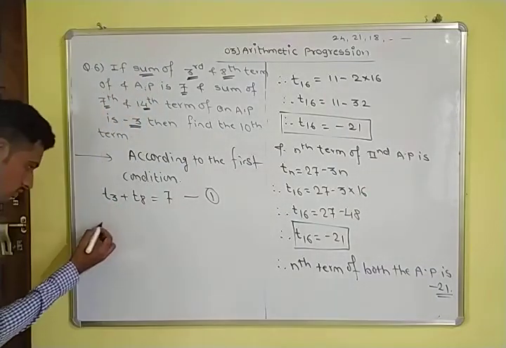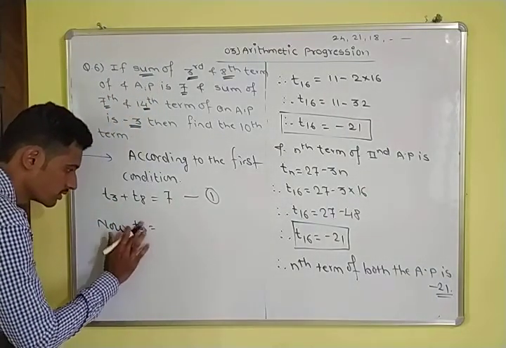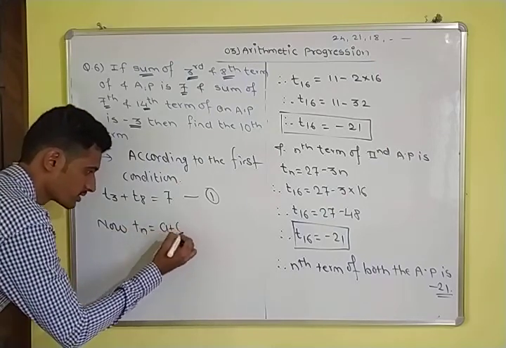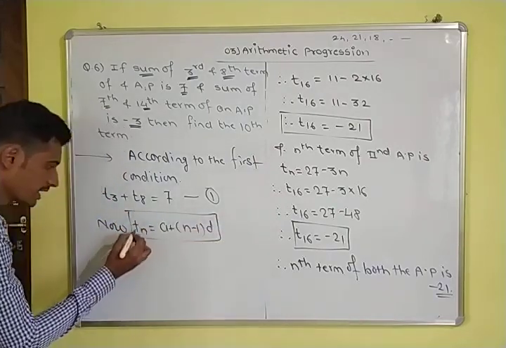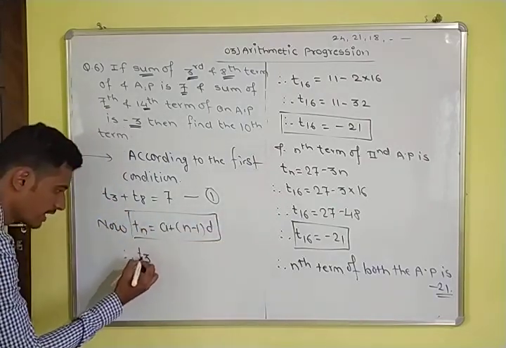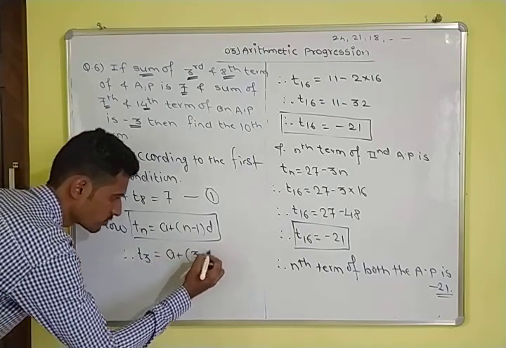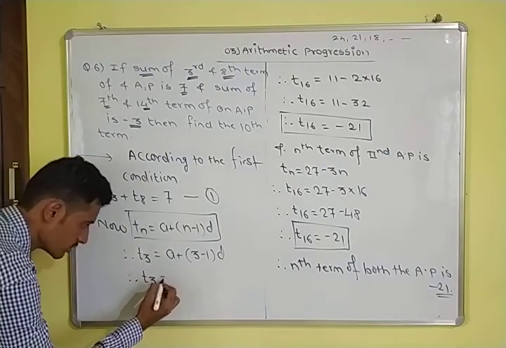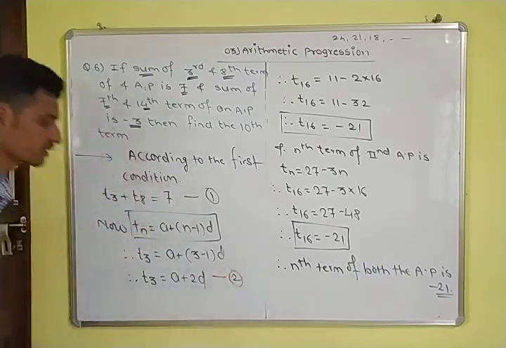Now the value of T3: first of all, the formula of Tn is equal to a plus n minus 1 into d. This is the formula to calculate the value of Tn. Now put n is equal to 3 here, so T3 is equal to a plus 3 minus 1 into d. Therefore T3 is equal to a plus 2d. Say this equation number 2.